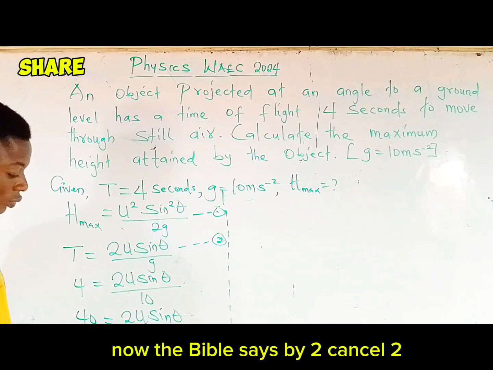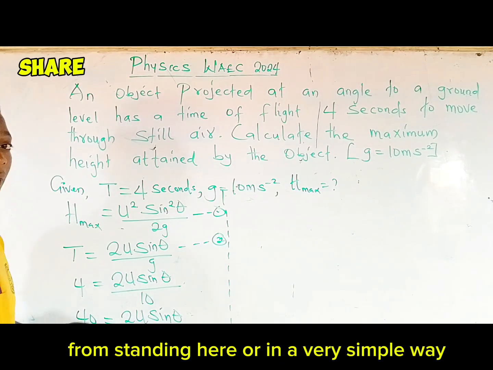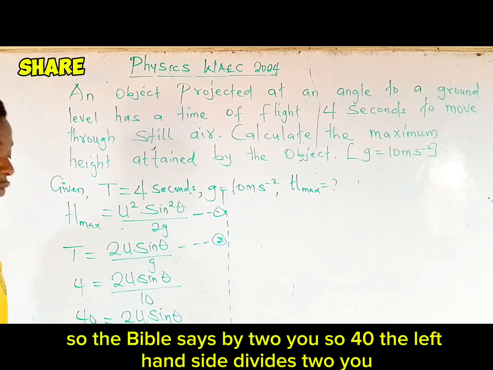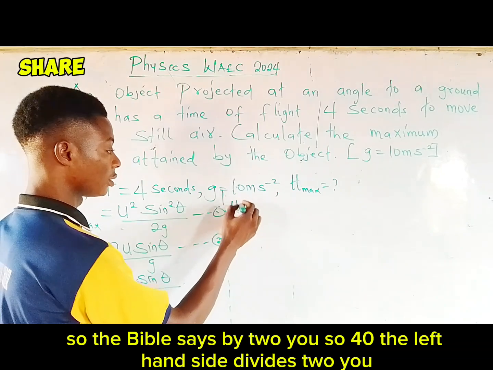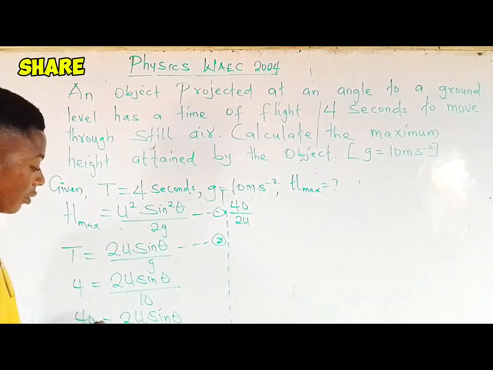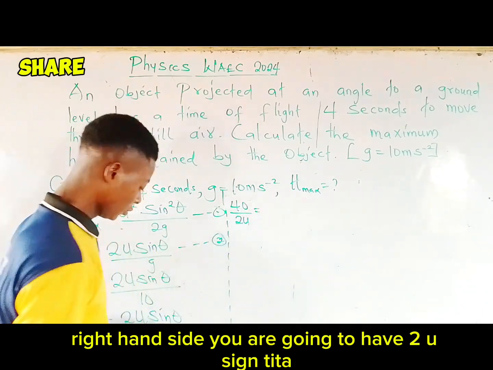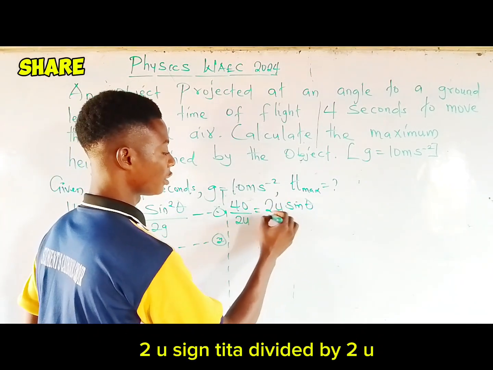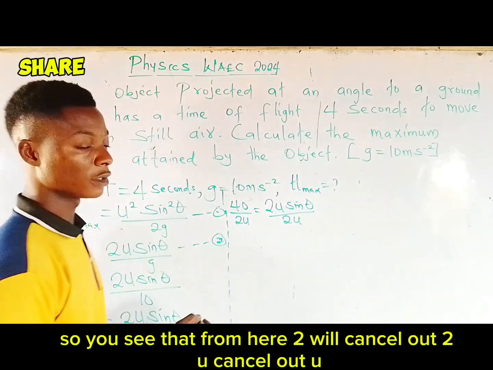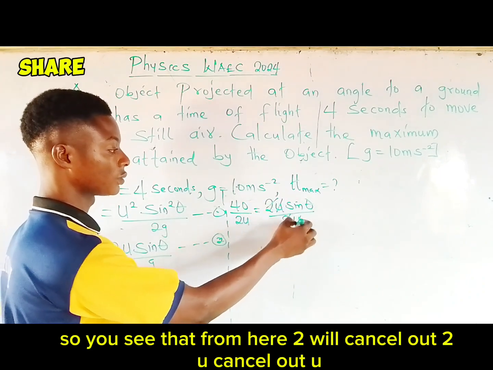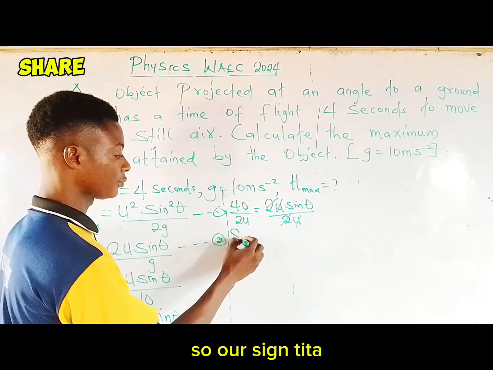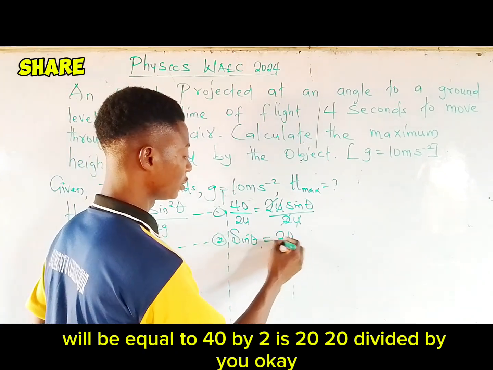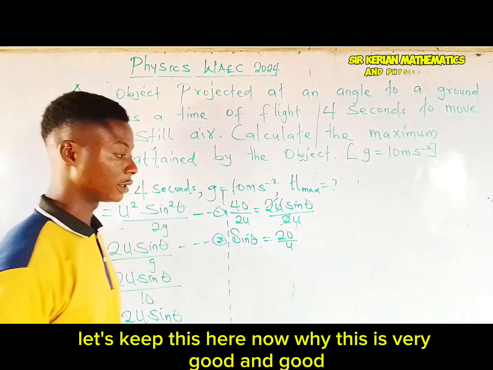Now, our aim is to make sine theta the subject of the formula. So divide both sides by 2u. The left hand side is 40 divided by 2u. On the right hand side, we have 2u sine theta divided by 2u. You see that 2 cancels 2 and u cancels u. So our sine theta will be equal to 40 by 2, which is 20, so 20 divided by u. Okay, let's keep this here.